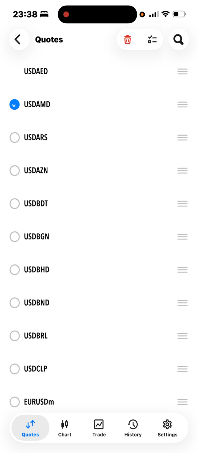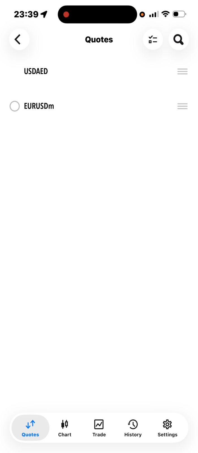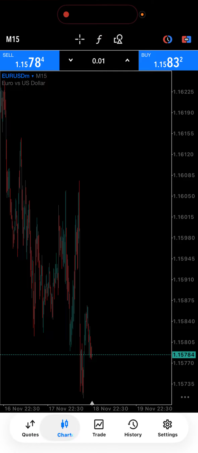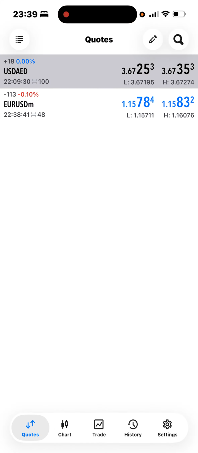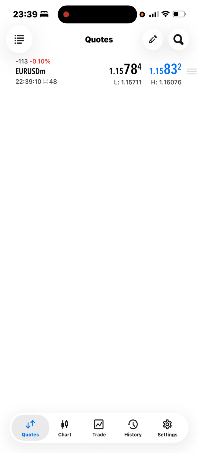Okay, 1, 2, 3. I need to delete all these things because by default you see some gibberish: USD, BHD, BND. None of this concerns you. So now back to that, you delete everything, so you only have Euro USD available. So now when you delete everything, you delete everything except Euro USD.